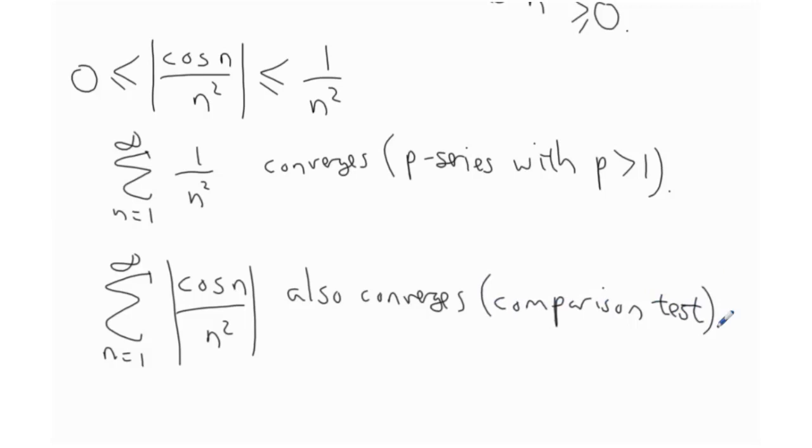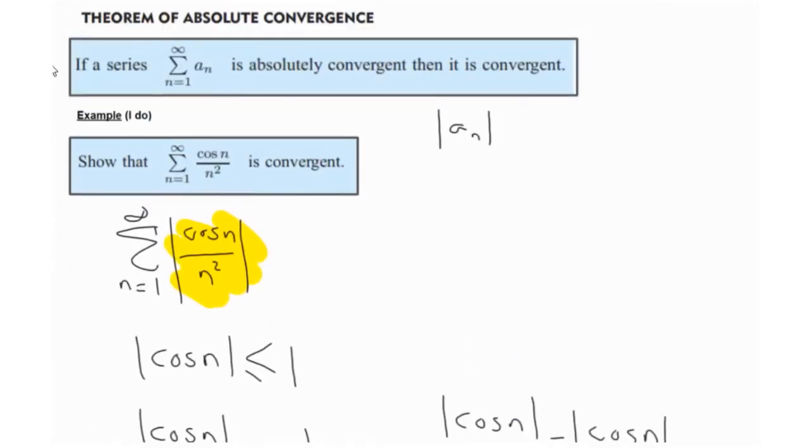So we are nearly there. If we go back and think of what we're actually trying to show, we are trying to show that this series converges. We have now shown that the absolute value of that series converges, and the theorem of absolute convergence shows us that if a series is absolutely convergent, that is, if the series of the absolute value of the terms converges, then the actual series must converge as well.